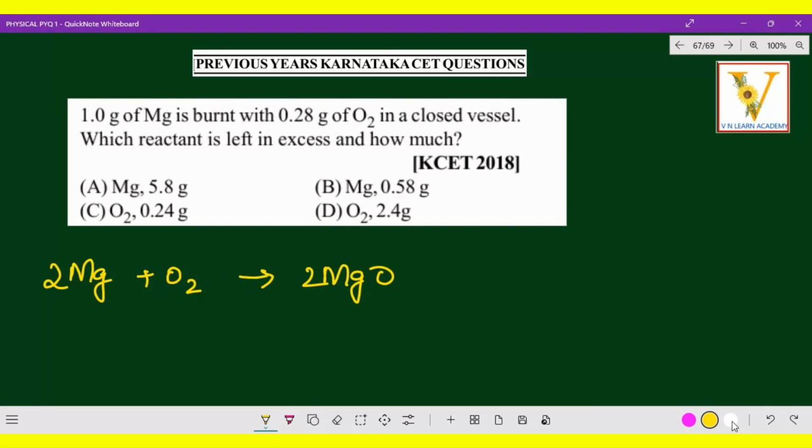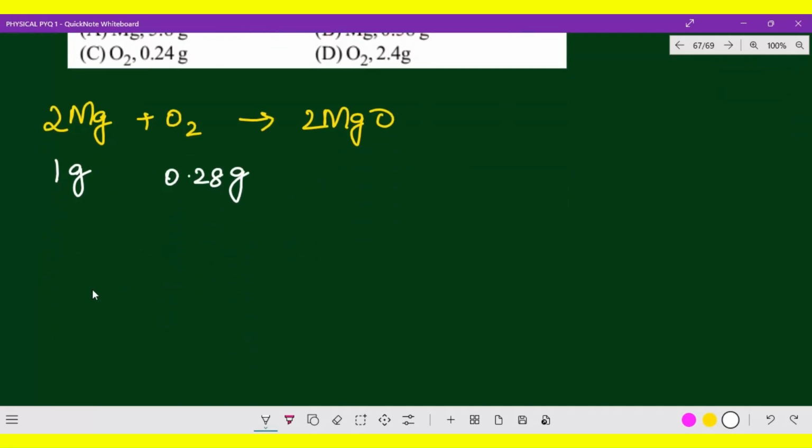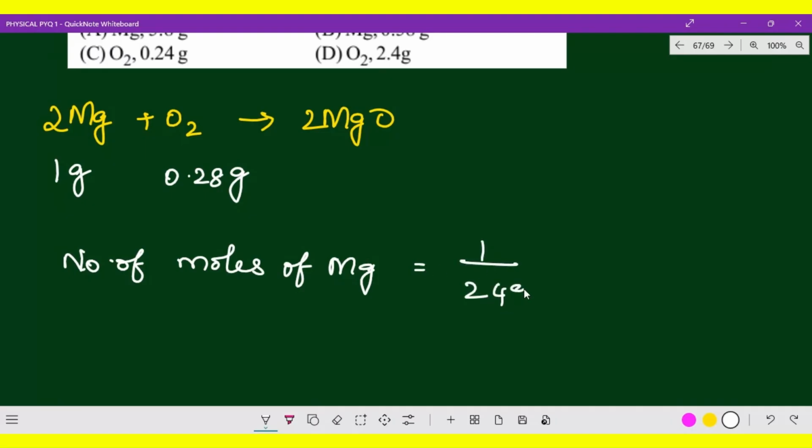Now, in the data, let us write: 1 gram of magnesium burnt with 0.28 gram of oxygen in a closed vessel. Which reactant is left in excess? Indirectly, they are asking for the limiting reagent. Okay, number of moles. Given mass they have given. So the number of moles of magnesium equals 1 by 24. The atomic mass of magnesium is 24 gram per mole. So 1 by 24, this is 1 gram. So what is the answer you'll get?